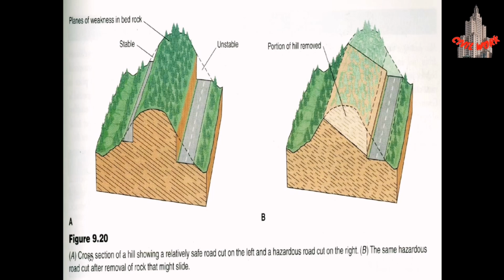Then we have a cross section of a hill showing a relatively safe road cut on the left and a hazardous road cut on the right. Then figure B shows the same hazardous road cut after removal of rock that might slide. Here we can see the stable area and the area which is unstable because it has a very steep slope. After its removal, we have limited the sliding land in the form of this less steep slope, which helps to prevent the landslide.